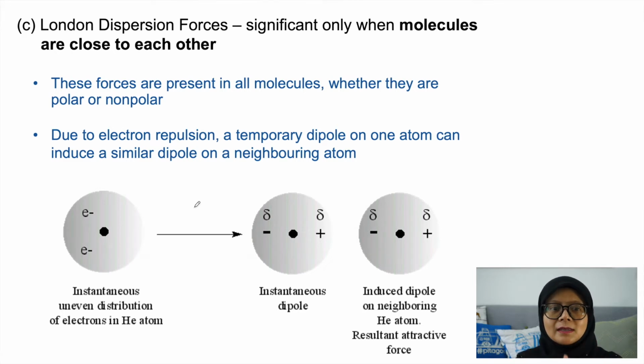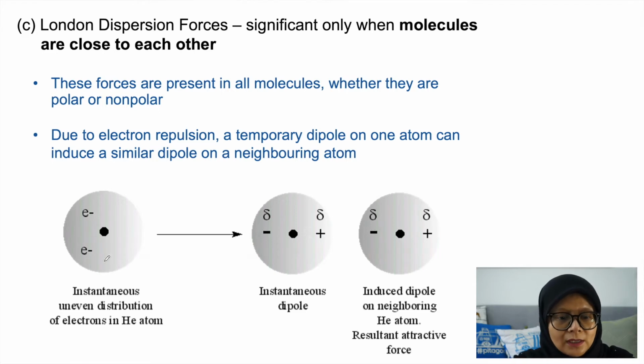The existence of London dispersion forces is present in all molecules, whether they are polar or non-polar, as long as they are close to each other. Due to electron repulsion, a temporary dipole on one atom can induce a similar dipole on a neighboring atom. In this example, we have a helium atom in a neutral situation.